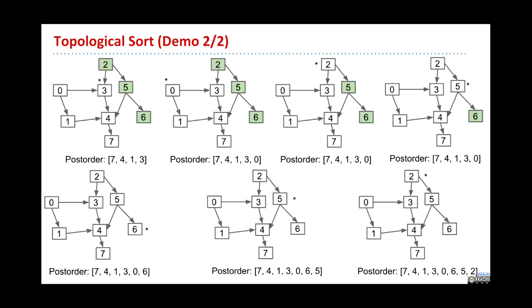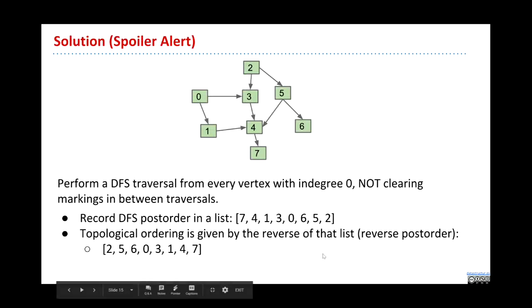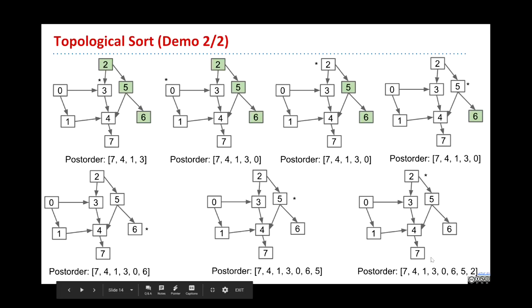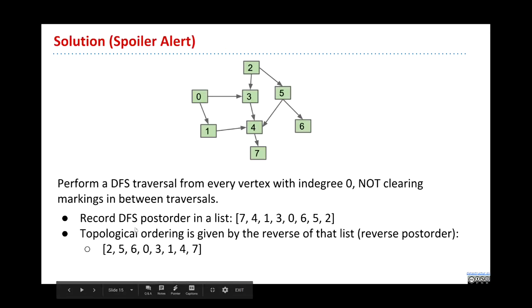And it turns out that a valid topological ordering, so this list that we were building, 7 4 1 3 0 6 5 5 2, we just flip that around. And we end up with a valid ordering in which we can do our tasks. Are there any questions before I talk about intuitively why this works?